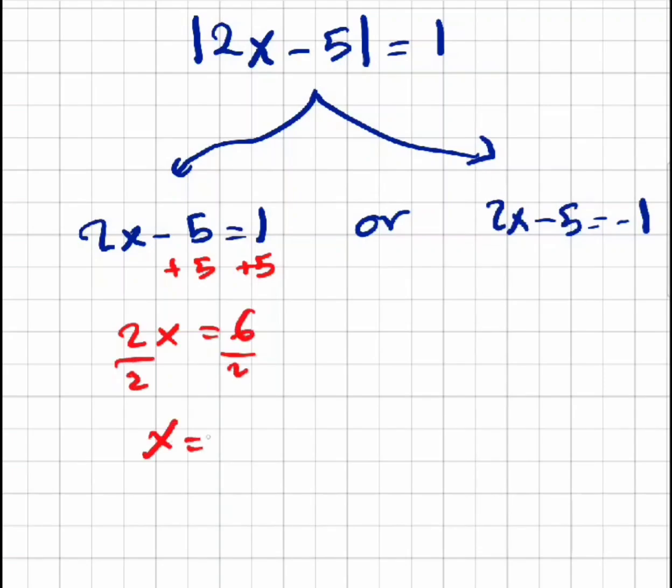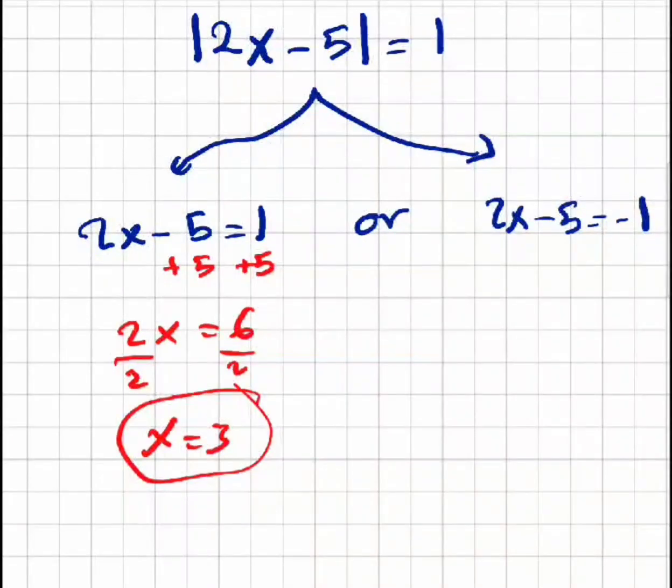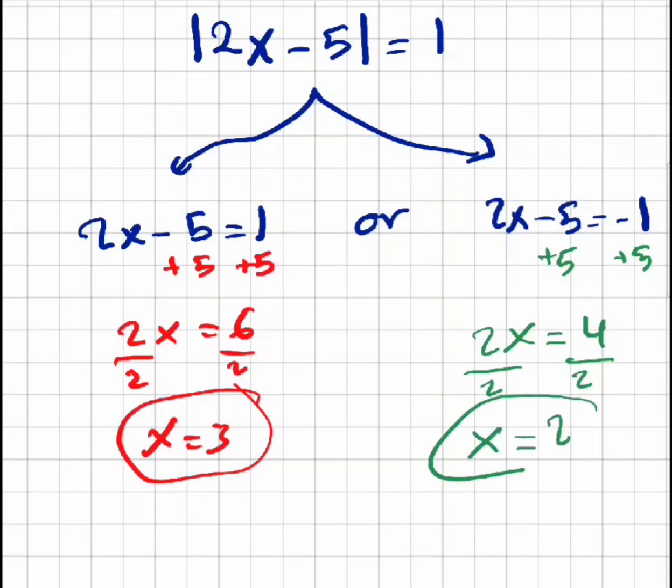And in the other example, let's add 5 to both sides. Negative 1 plus 5 is 4. And then divide by 2. X is 2. So if you check the work, you can see that it's going to work out.